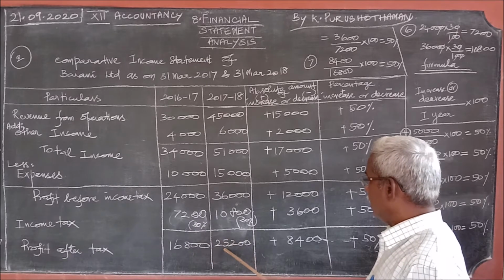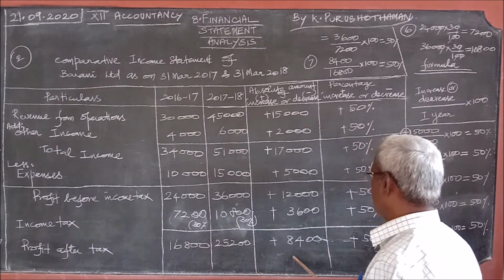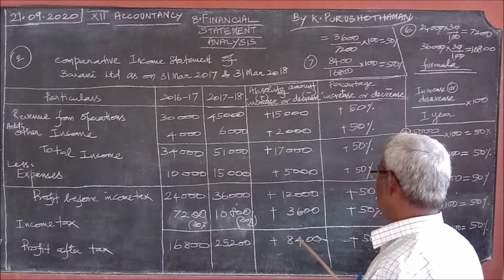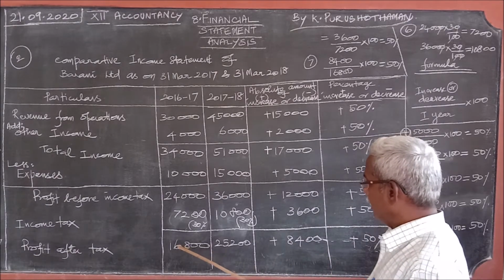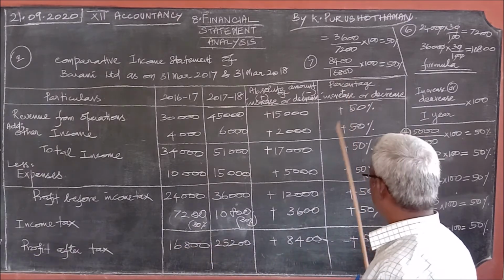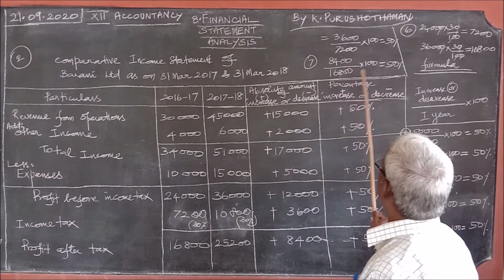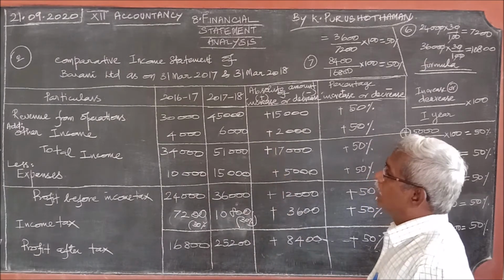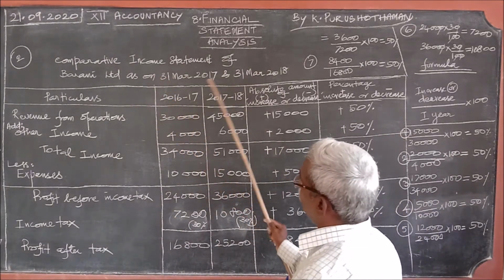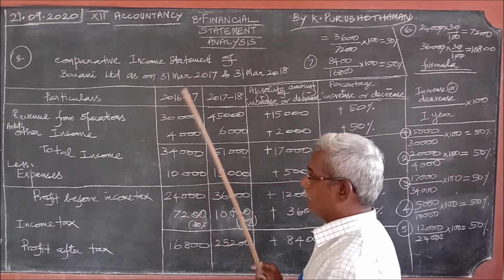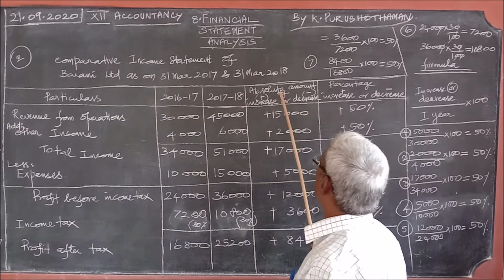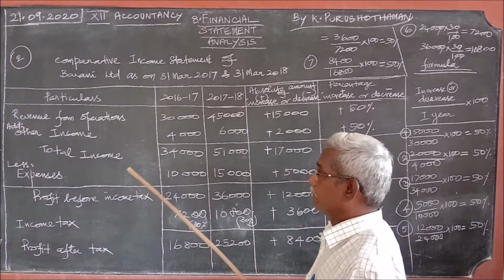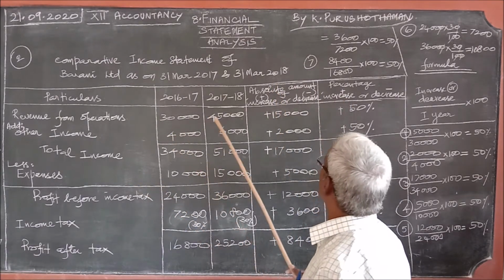How much is the increase? From this you minus this, you will get 8,400. So, this increase 8,400 by first year into 100. You simplify, you will get 50%. So, what you should remember? 1, 2, 3. These 3 columns are given in the problem itself, and 2 more columns are here, and what you must do. Okay, 2 more columns are given here.